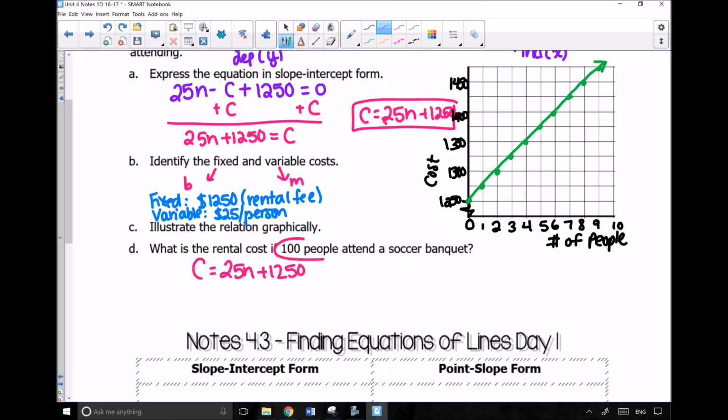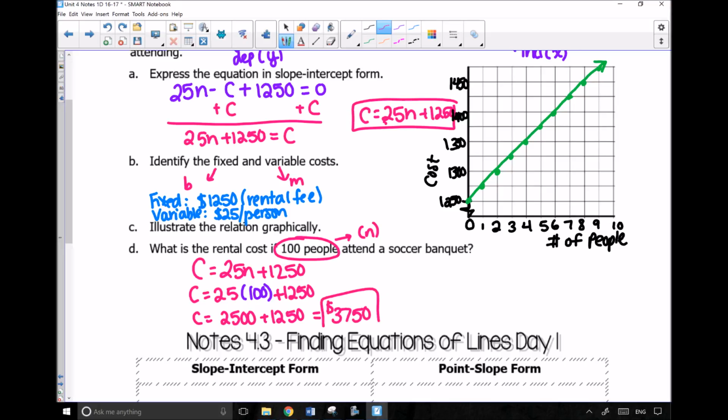This 100 people stands for n, so I'm going to replace the n with 100. So I'm going to say 25 times 100 plus 1250. So I get C equals 2500 plus 1250, so I get $3,750.